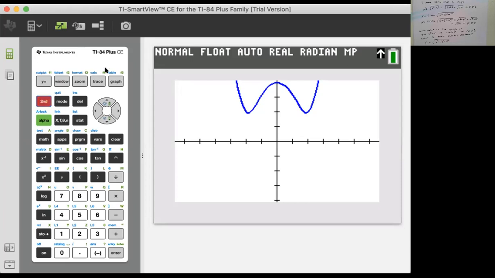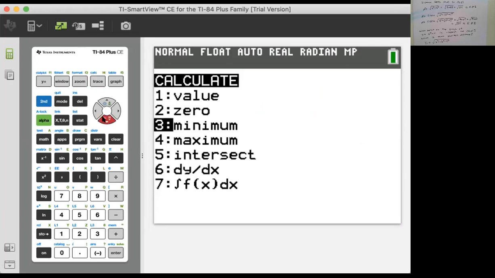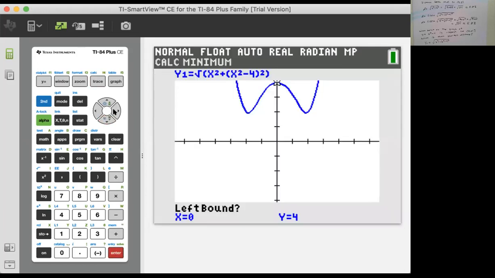So we're going to go to second calc, minimum, enter. A little bit to the left of the smallest value, a little bit to the right of the smallest value, guess, and 1.87. So I believe that's sort of what we thought it would be. So where it's the closest, we're getting an x of 1.87. X is approximately 1.87 and y is about 1.94. That's the point on the parabola that's closest to 0, 0, approximately.